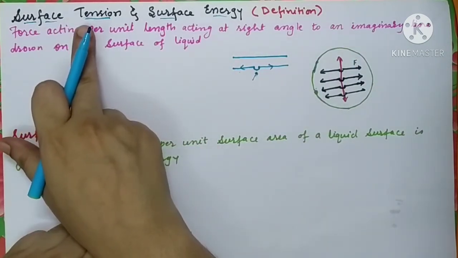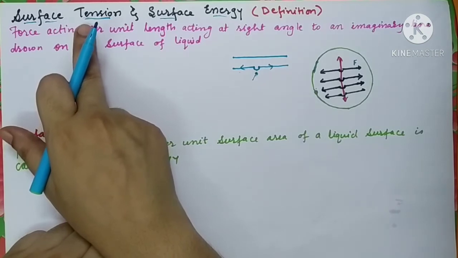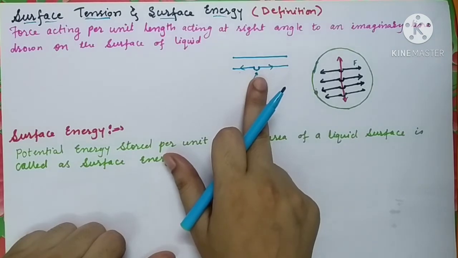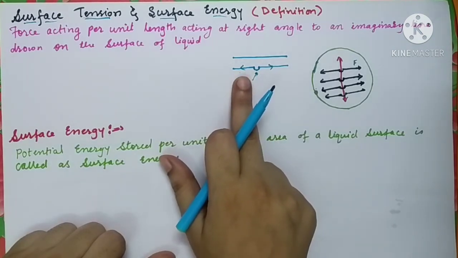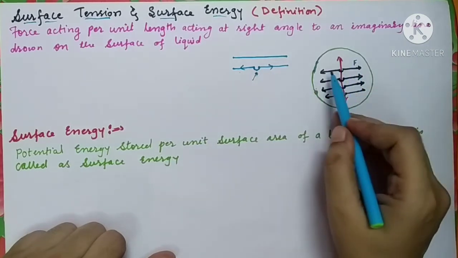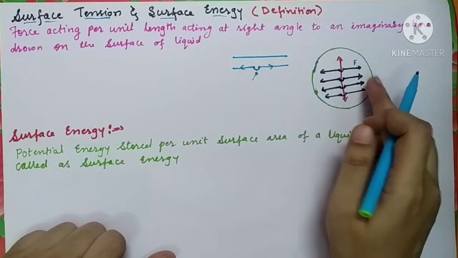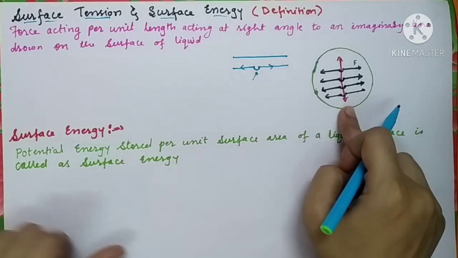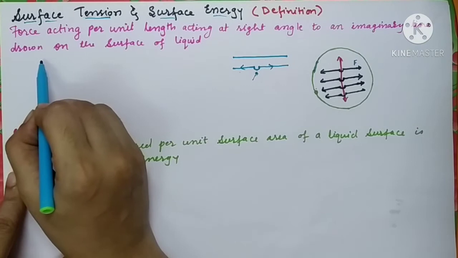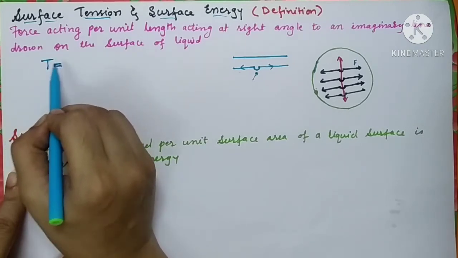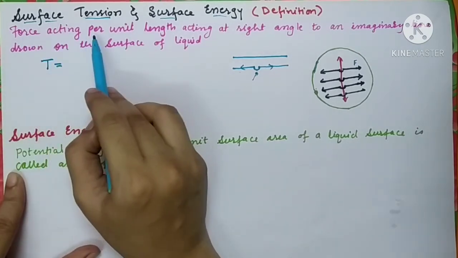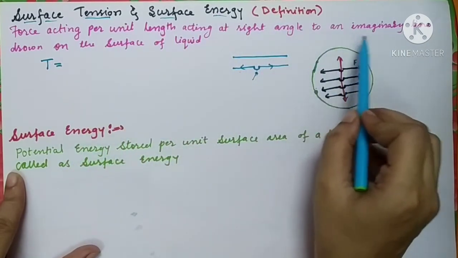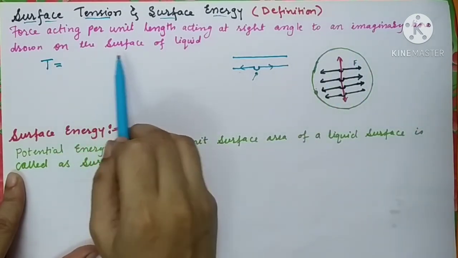And why is it taking a state of tension? Because the liquid surface has deformed, its area has increased. So in order to minimize the surface area, the liquid surface appears in a form of tension because of these tangential forces acting on this imaginary line. That is why surface tension is defined as the force acting per unit length, acting at right angle to an imaginary line drawn on the surface of a liquid.